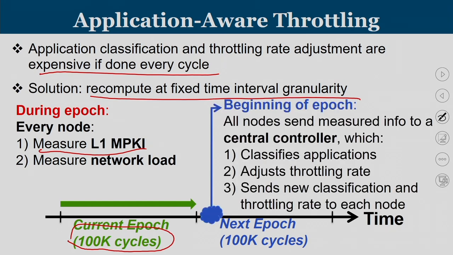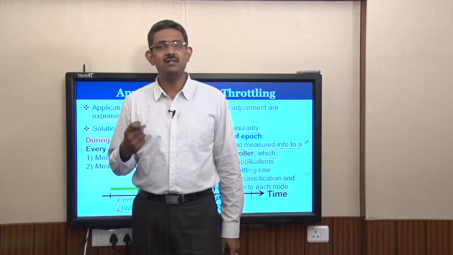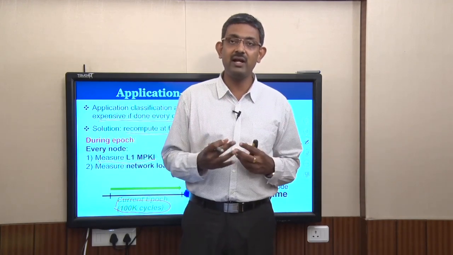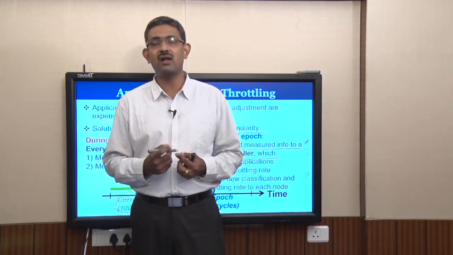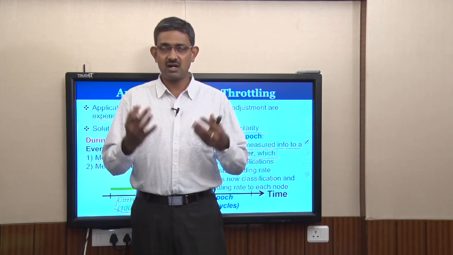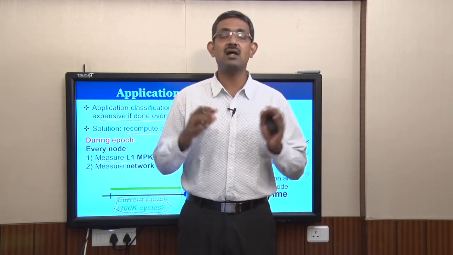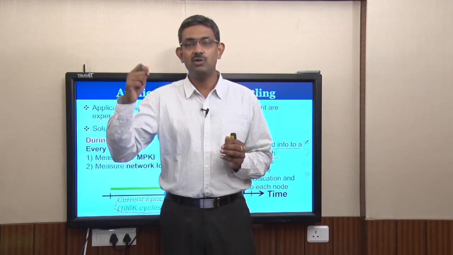At the end of this, say, 100k clock cycles, all nodes send the measured information to a central controller, which classifies the applications based upon L1 MPKI and finds out what should be the rate of throttling. So let's say tile 1 is pumping so many packets, so throttle at 0.8. Tile 2 is not generating many packets, so tile 2 is not throttled. Tile 3 is also pumping a reasonable amount of packets, maybe throttling at 0.4. So if you have 64 tiles or 128 tiles, this controller is going to get the amount of traffic all these tiles are generating into the network, and this traffic is studied to come up with a threshold parameter. Those who are generating packets above this threshold, these tiles are informed back by some control messages to reduce the injection.